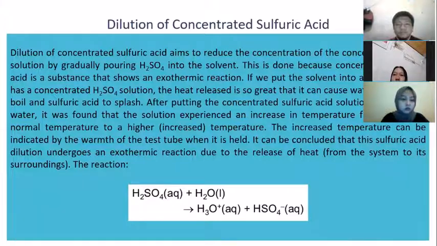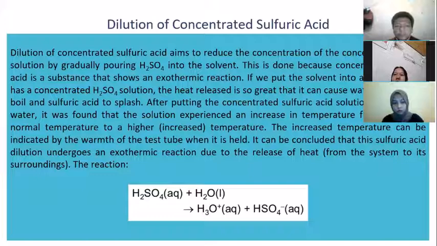Next is the dilution of concentrated sulfuric acid. Dilution of concentrated sulfuric acid aims to reduce the concentration of the concentrated sulfuric acid solution by gradually pouring sulfuric acid into the solvent. This is done because concentrated sulfuric acid is a substance that shows an exothermic reaction. If we put the solvent into a test tube that has a concentrated sulfuric acid solution, the heat release is so great that it can cause water to suddenly boil and sulfuric acid to splash.